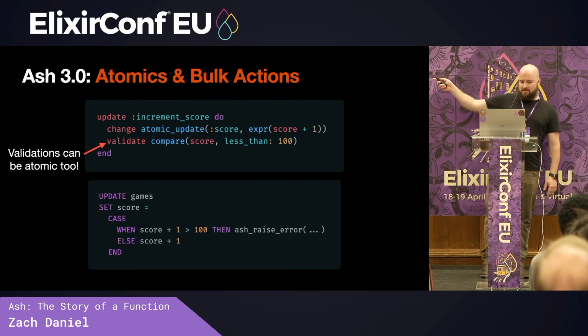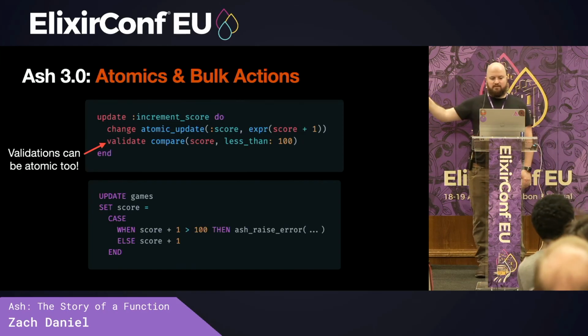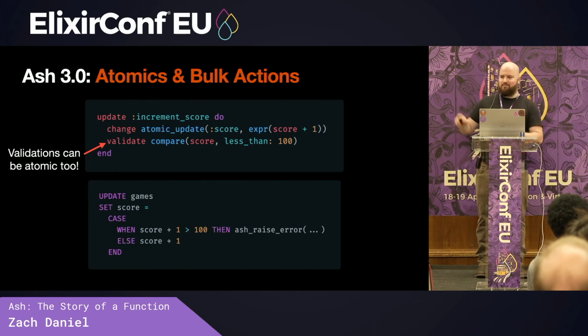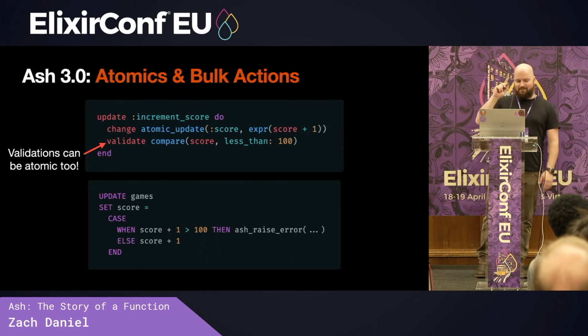So validations, this is a validation that score is less than 100. And we actually can update that, and we put it in the SQL query that will set the score to whatever score plus 1 is, unless it's greater than 100, in which case the database will return an invalid error. And Ash is in control of that flow, so how we do that is an interesting topic, and I'm going to skip getting into it since I have limited time.